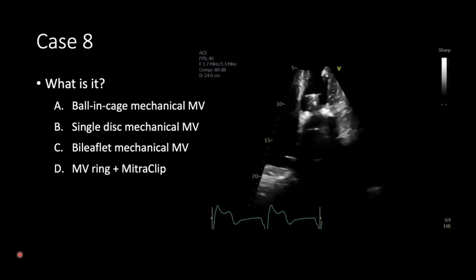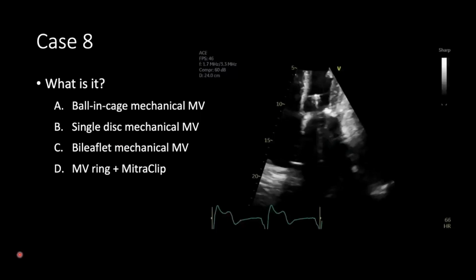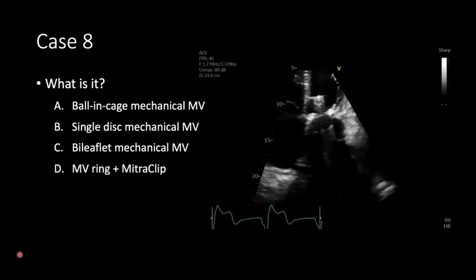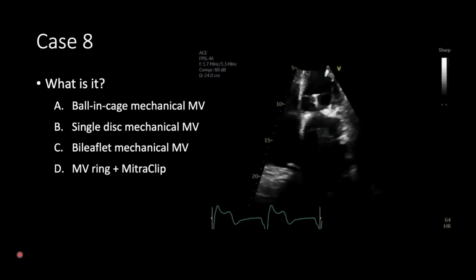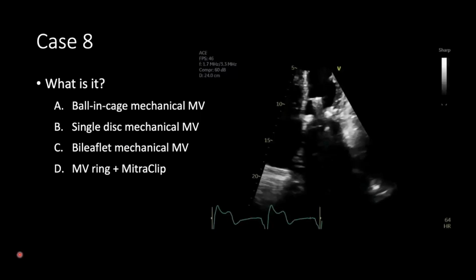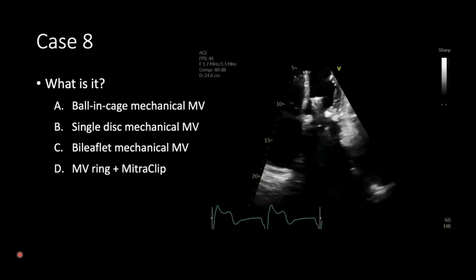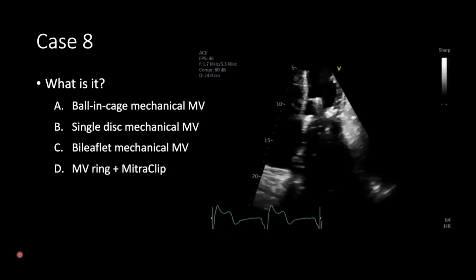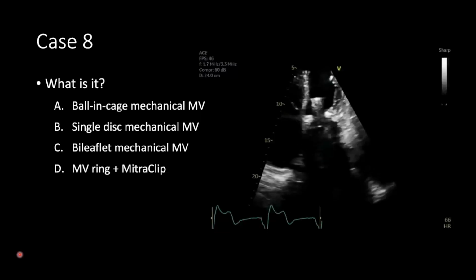In this case, I'll give you some more information. But what do people think? Do they think it's a ball and cage? Pretty rare to find these days, but occasionally passes through our lab. Single disc mechanical, that's again also rare. But bileaflet, does anyone think it could be a bileaflet mechanical valve? Okay, maybe. And then could it be a mitral valve ring plus a mitral clip in the middle causing that artifact?